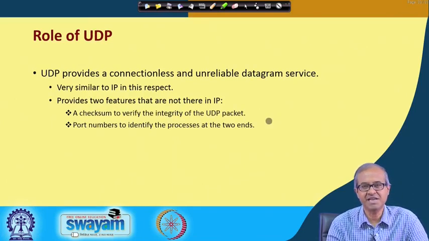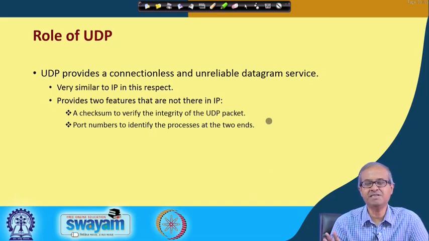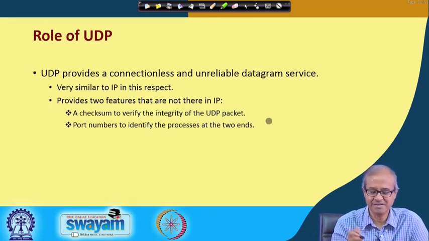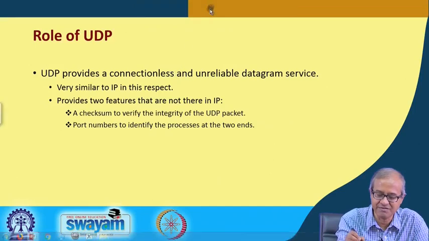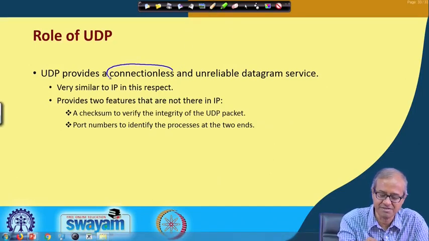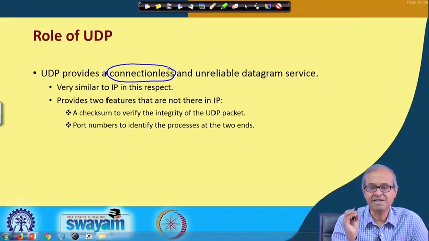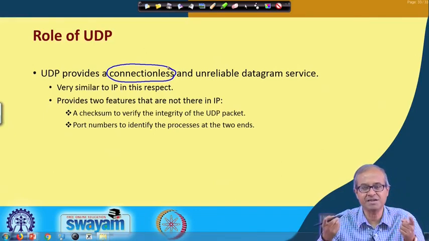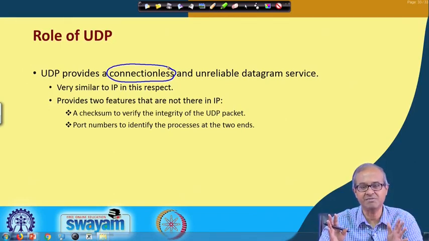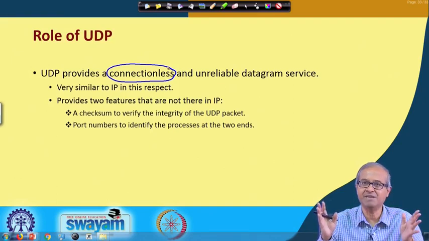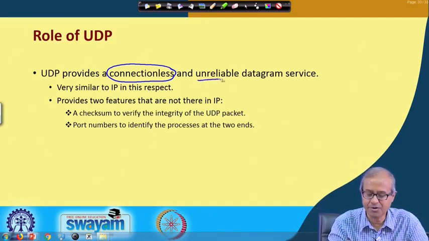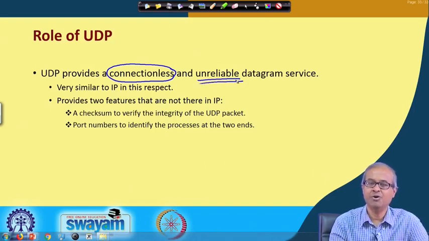Well, in contrast, UDP is very much similar to IP. It does not do much beyond that. It does not try to ensure any kind of reliability. It provides a connectionless kind of service. It is a datagram service. TCP is connection oriented, that is why connection establishment and connection termination are required, but UDP does not require any connection establishment. Each packet is sent independently, and because it is like a datagram service, this is also unreliable, just like IP. Okay.